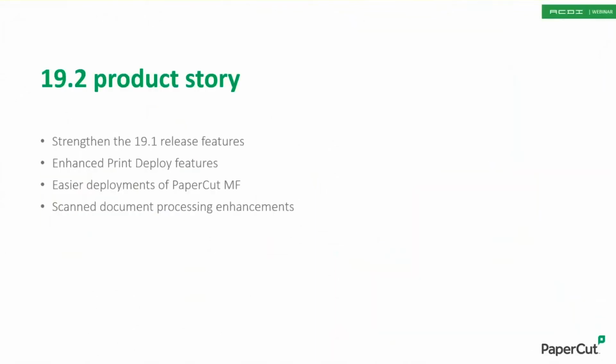What we are talking about is the 19.2 product story. And here are the highlights. Improving on version 19.1 with things like enhanced print deploy features, easier rollouts of larger PaperCut MEAP implementations, and some very cool scanning enhancements. Plus some news about Canon devices and a special announcement regarding mobility print.